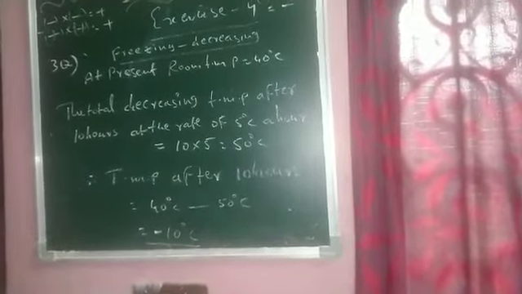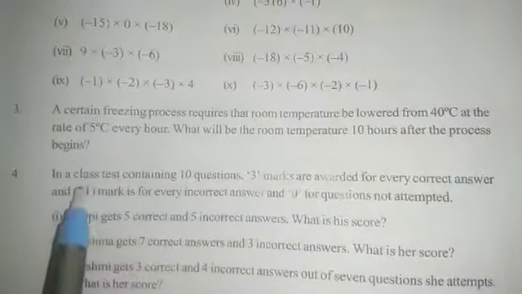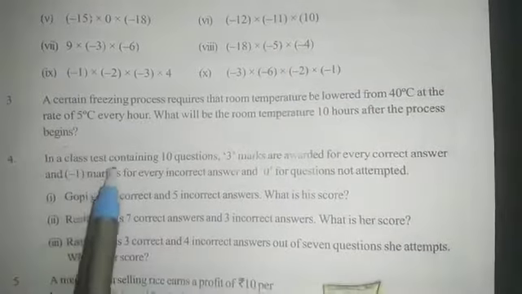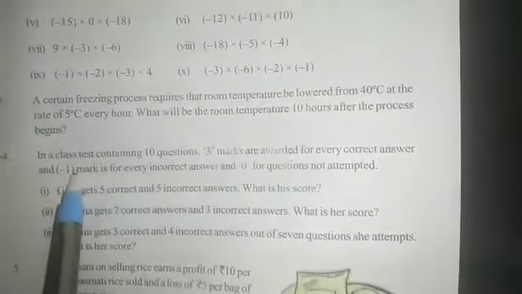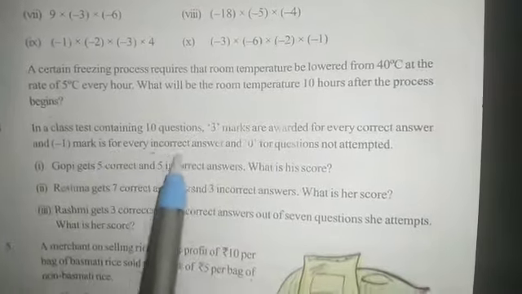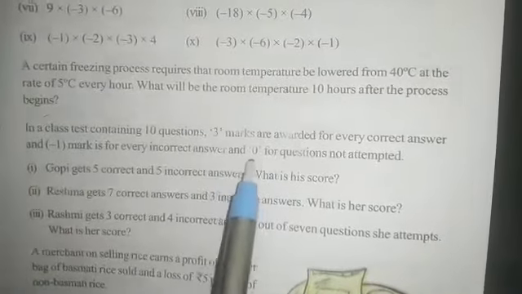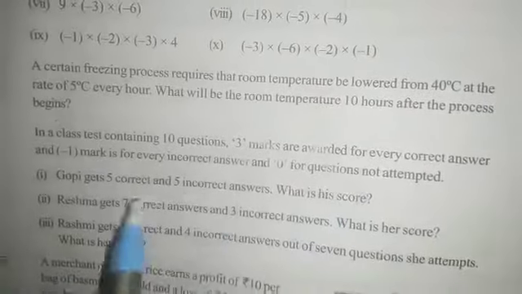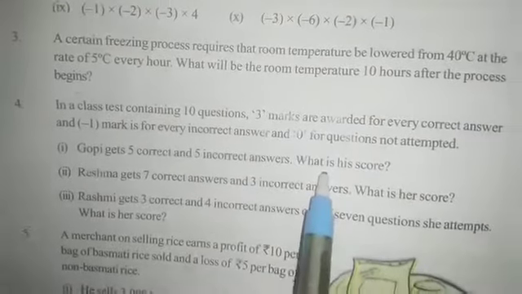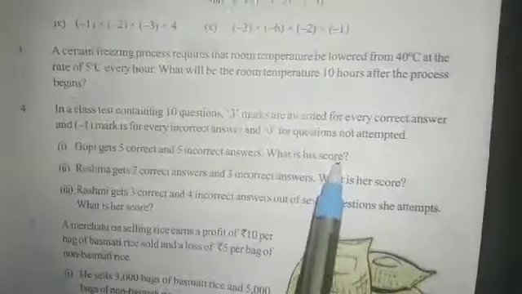Now we are going to the fourth question. In a class test containing 10 questions, 3 marks are awarded for every correct answer and minus 1 mark for every incorrect answer, and 0 for questions not attempted. First question: Gopi gets 5 correct and 5 incorrect answers. What is his score? This you will observe on the board.